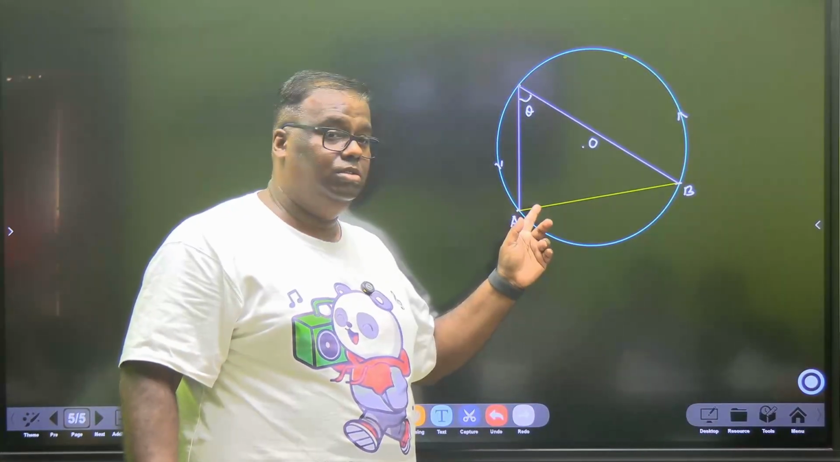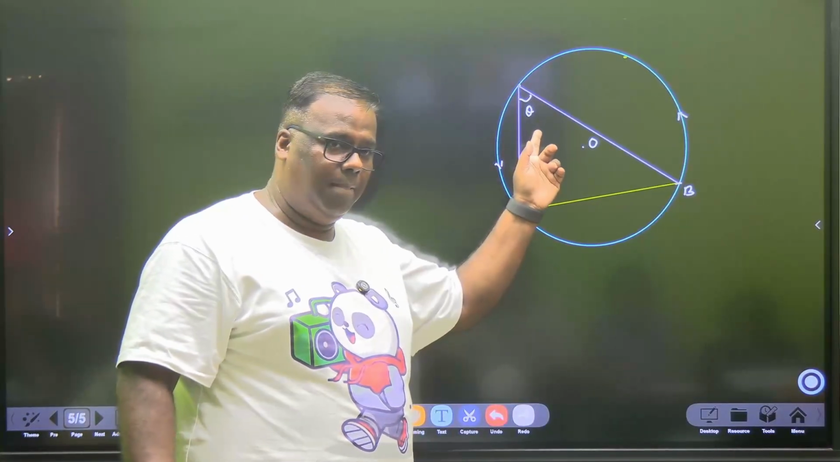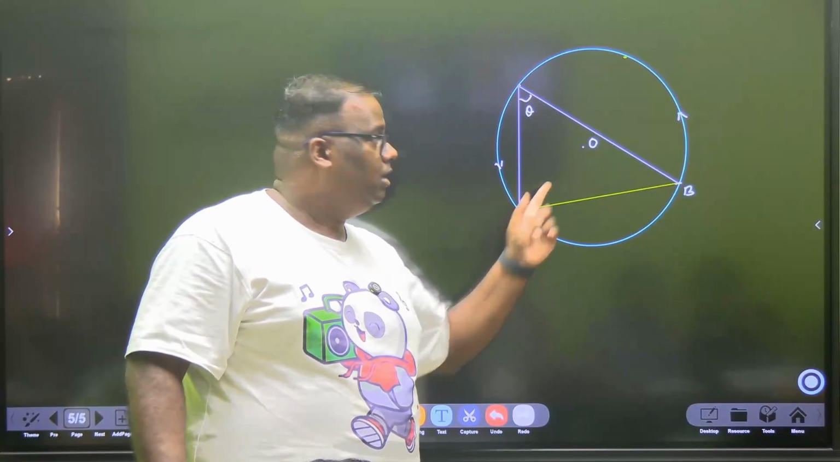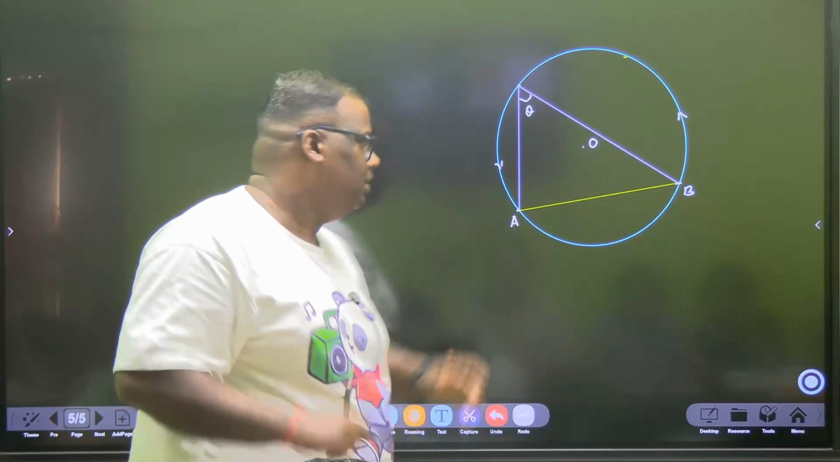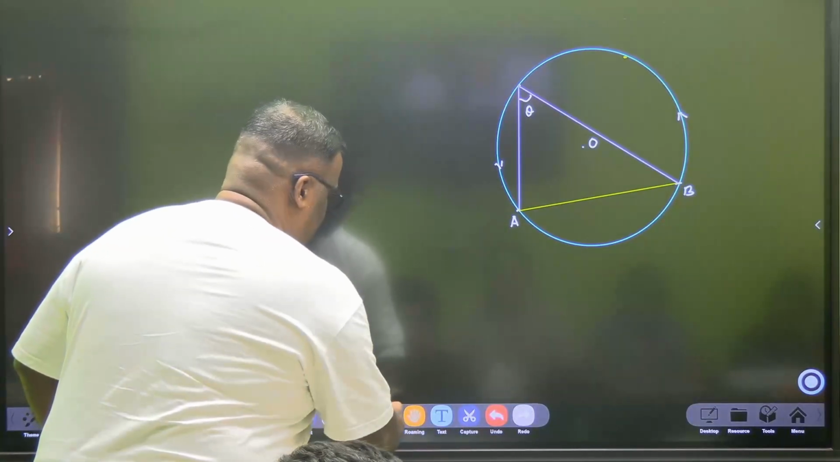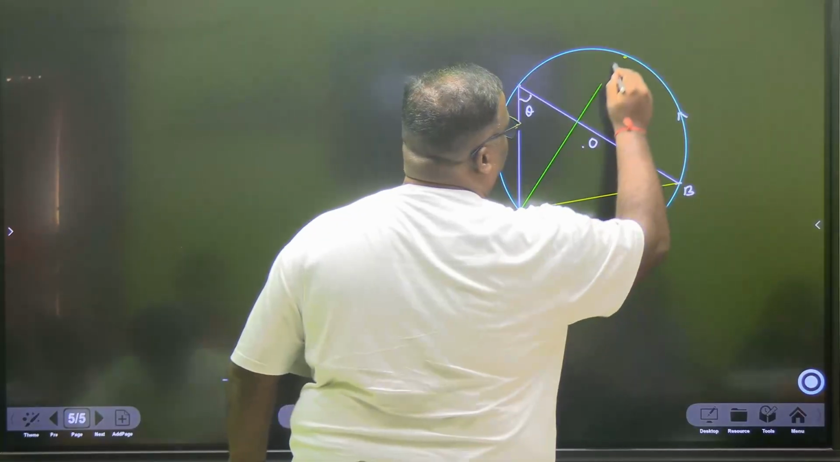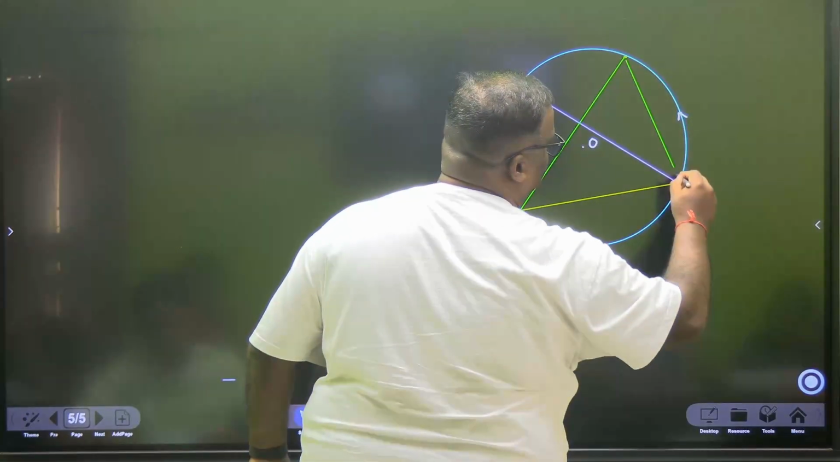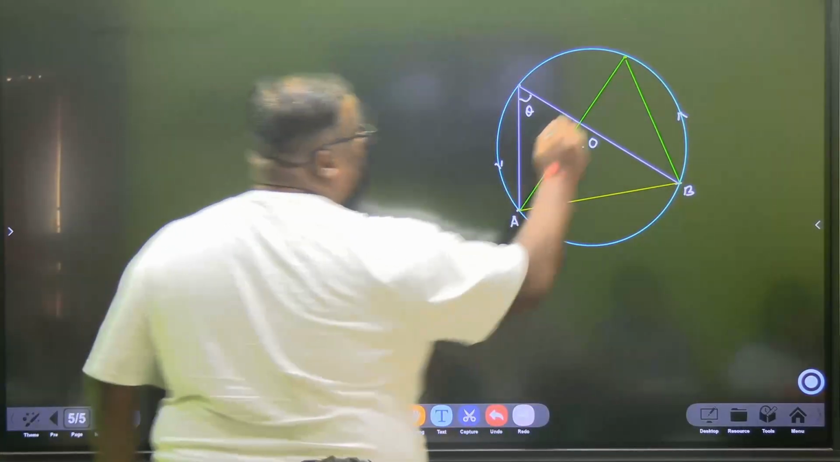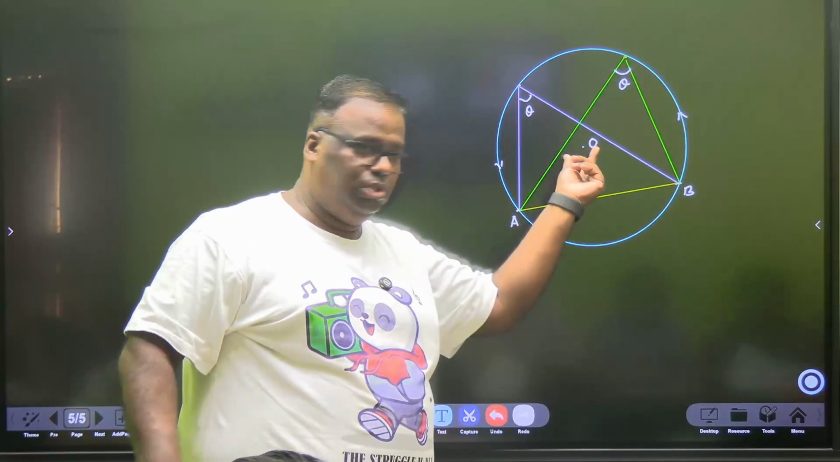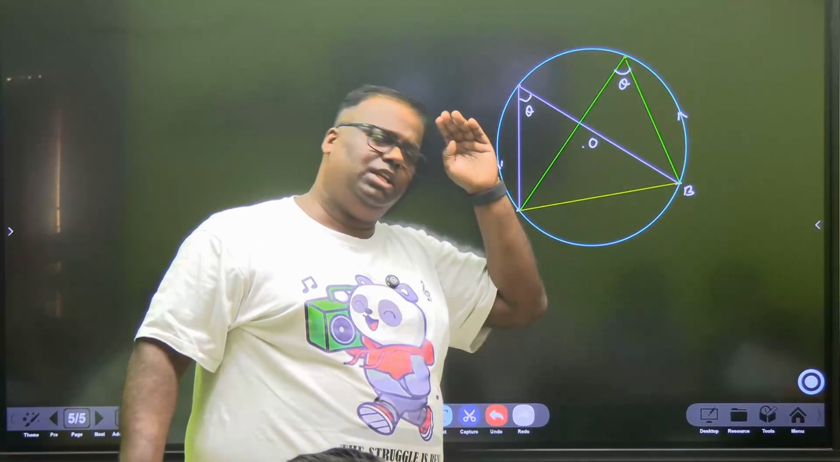Pay attention here. This is theta. Can you visualize the 2 theta angle? Where is the 2 theta angle? Right at the center, right? Okay, what I do next is I take this, and this also should be theta for the 2 theta out here, but the 2 theta is in my mind.